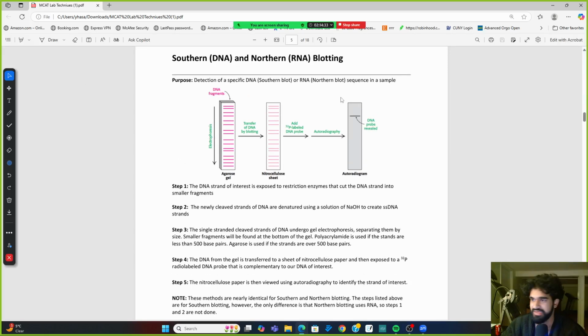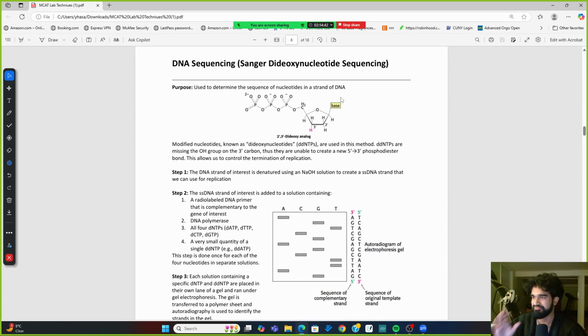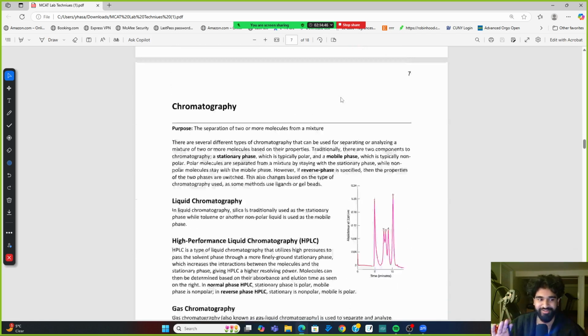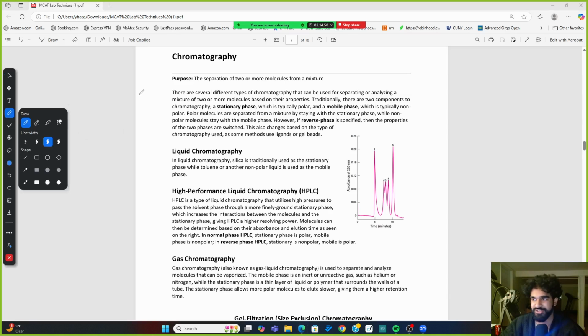Okay, Southern blot, same thing for DNA. Northern blot, same thing for RNA. We're not going over that. Okay, DNA sequencing. Really unimportant. Not going over this. Chromatography. Okay. Now we're doing interesting stuff.